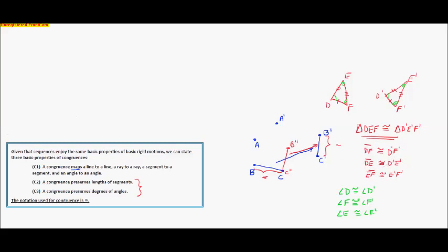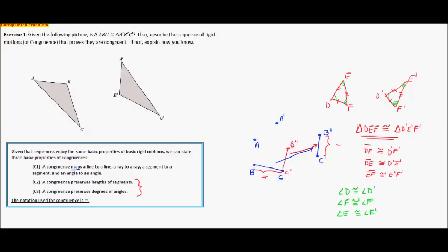Let's try exercise 1. I'm going to turn that on. There it is. Okay, and we've got two triangles here, and they tell us that the two are congruent. So all of these things right here, they hold in these two triangles. So given the following picture, is triangle ABC congruent to triangle A prime B prime C prime? Well, they are definitely the same shape, and they are definitely the same size. So yes, they would be congruent.